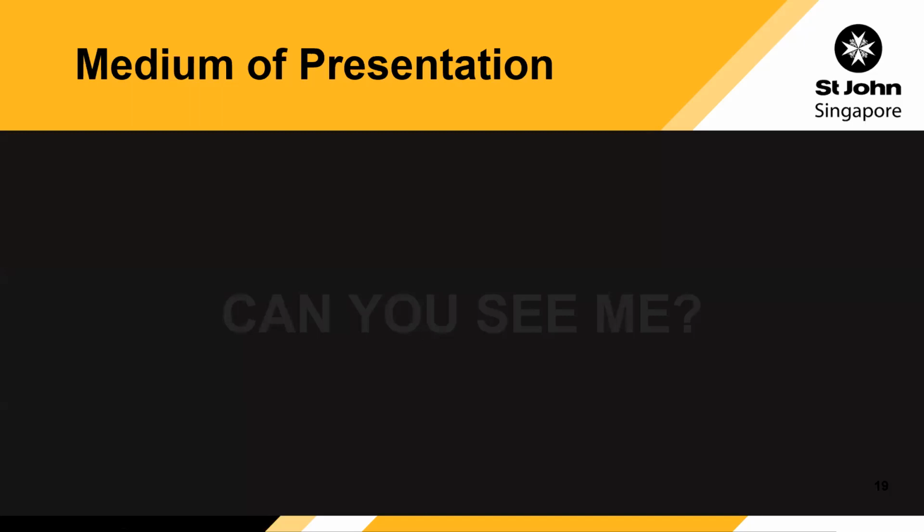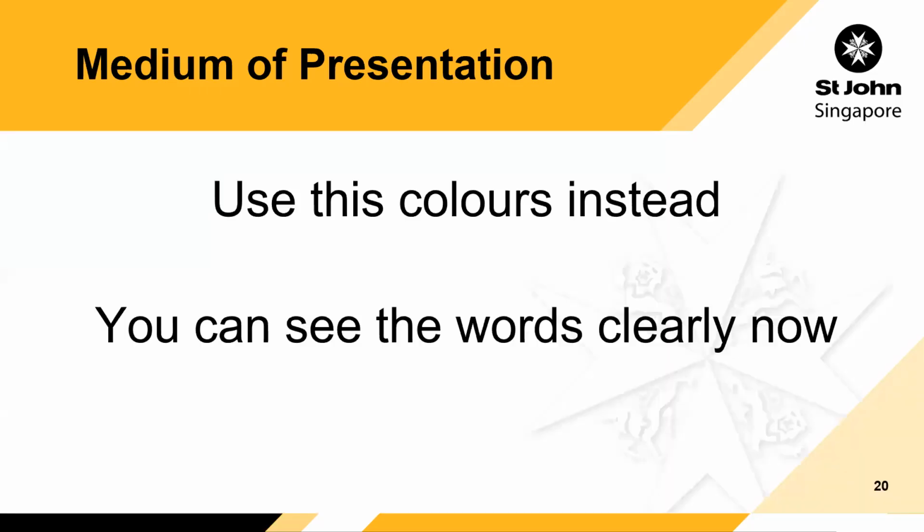You do not want to have colors of the same shade. As you can see over here, a gray color font and a black color background. What you want to do is to have contrasting colors such as this, where you can see the words clearly. Pretty self-explanatory, you can see it for yourself.